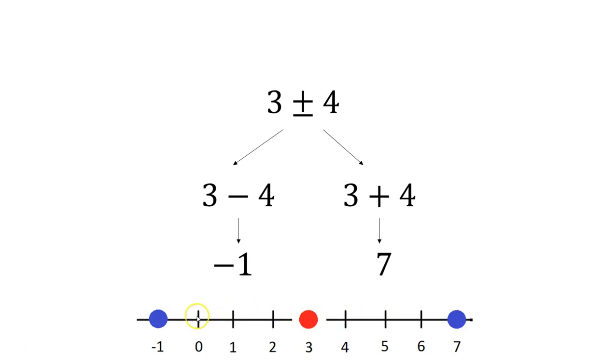On a number line, it's as though we started at 3 and then moved to the left 1, 2, 3, 4 to get to -1. That's one of the values. And we started at 3 and moved 4 to the right, 1, 2, 3, 4, and got the other value, 7.